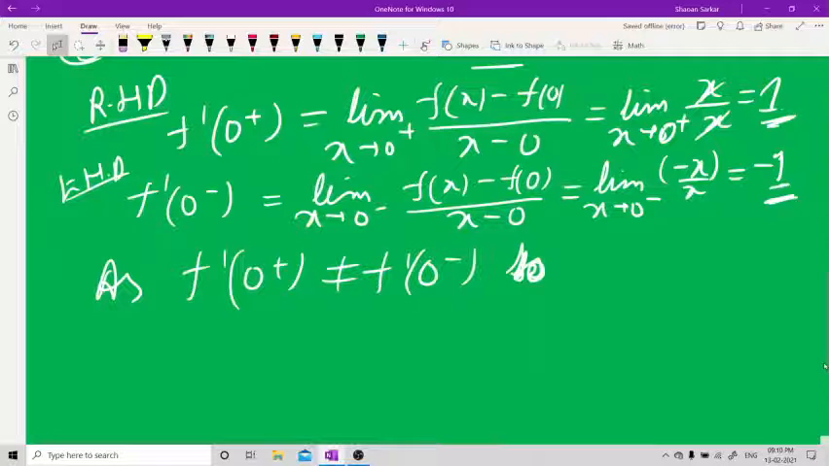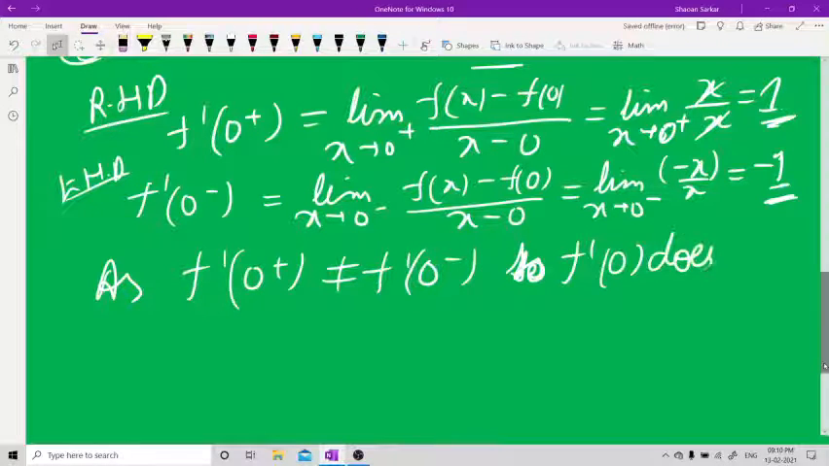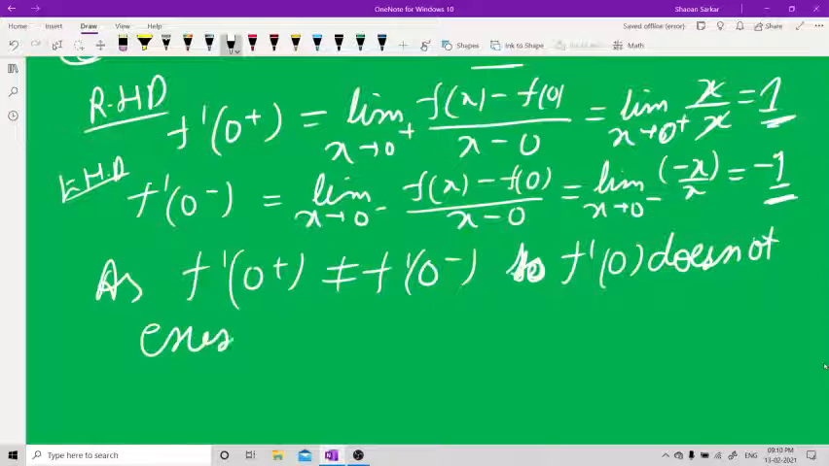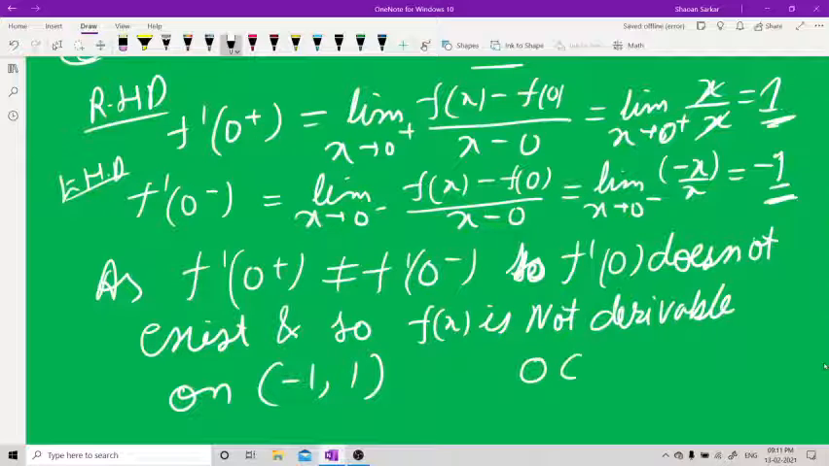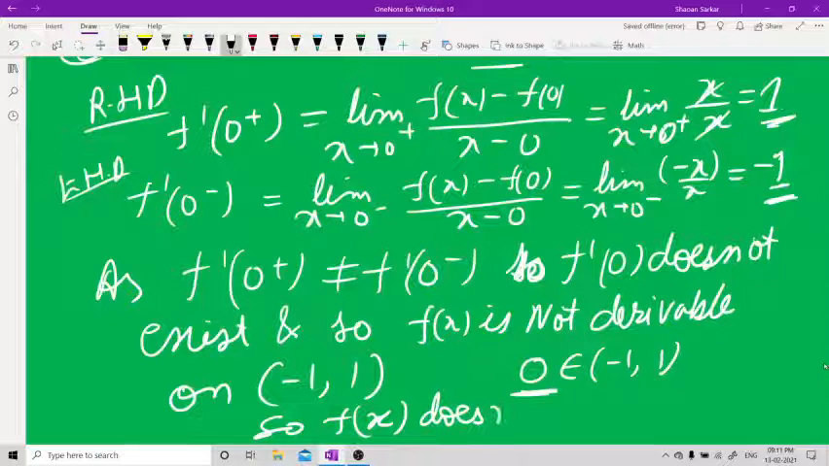So f dash 0 does not exist, and so f(x) is not derivable on the open interval 1 and minus 1. See, 0 belongs to the interval 1 and minus 1, and at 0 it is not differentiable, so f(x) does not verify LMVT for any point.